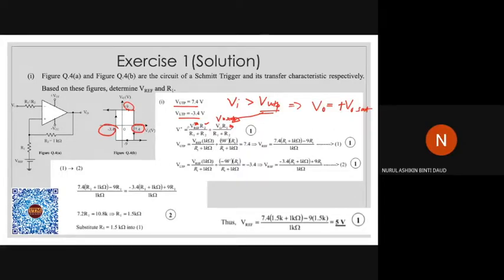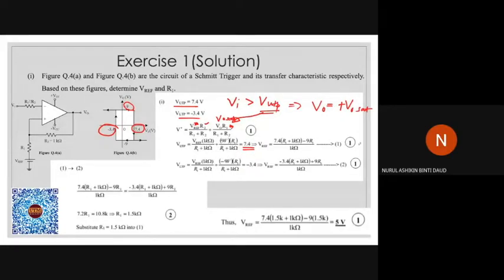R1, and then R2 is 1k ohm, and it equals 7.4, because it will equal the value of VUTP. So 7.4. You rearrange this, and this is going to be your first equation.